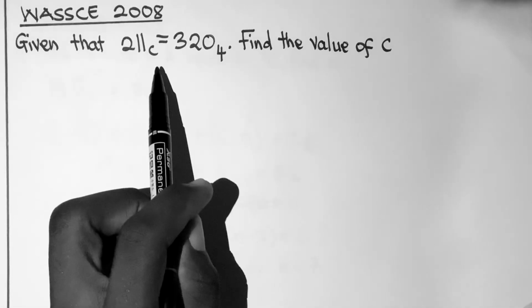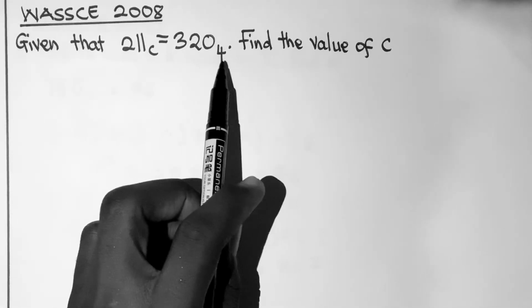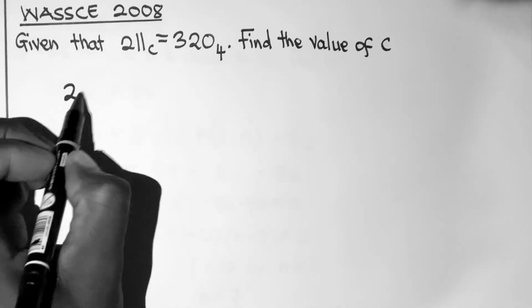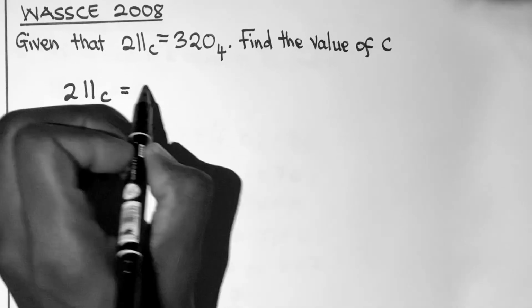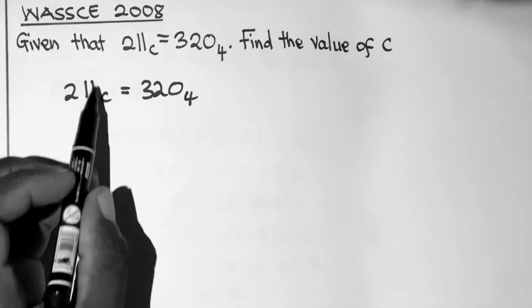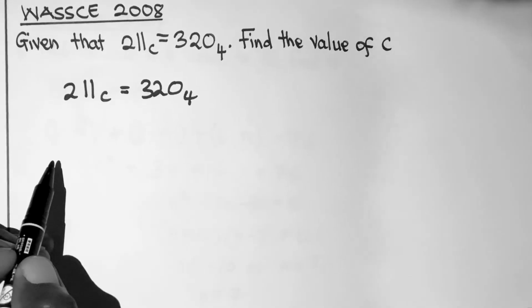Given that 211 base c is equal to 320 base 4, find the value of c. So we have 211 base c equals 320 base 4. So convert this side to base 10 and convert this side to base 10.